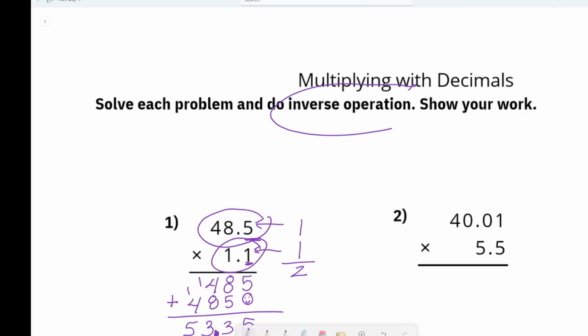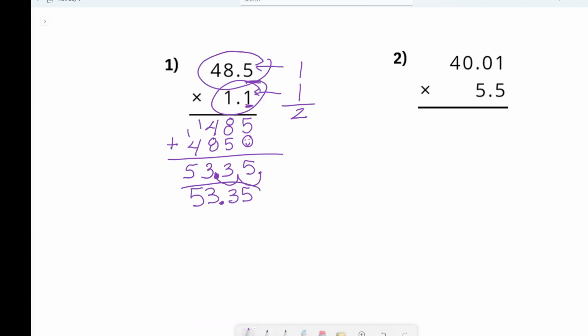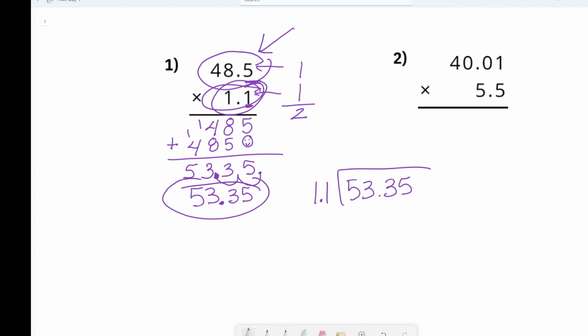And we are doing inverse operation. You take this number and divide it by this number to get this: 53 and 35 hundredths divided by 1.1. Now with division, the way we work with the decimal points is you cannot have a divisor with a decimal point. So you have to move it this way. You're essentially multiplying that number by 10, and what you do to this number, you have to do to that number.